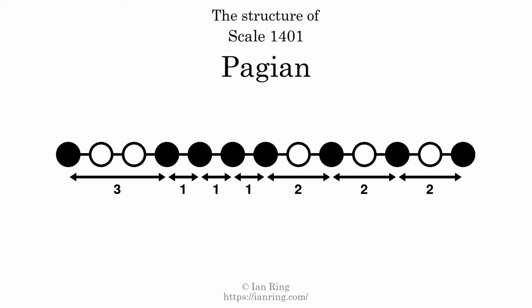The structure of a scale is a description of the interval distance between each successive tone. This scale has a structure of 3-1-1-1-2-2-2.